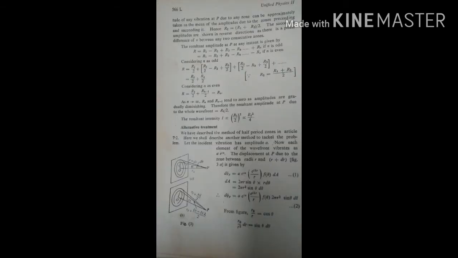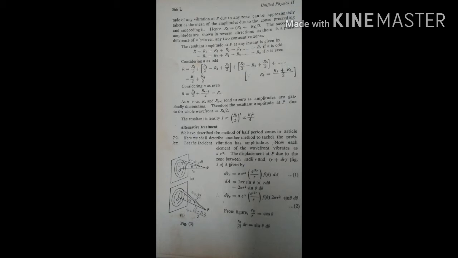Resultant amplitude. Let R1, R2, R3 and so on represent the amplitudes of waves at P due to secondary waves from the first, second, third, etc. half-period zones. As discussed above, the amplitude decreases as n increases because obliquity decreases. Hence, R1, R2, R3 are of continuously decreasing order. R1 is slightly greater than R2, R2 is slightly greater than R3, and so on.